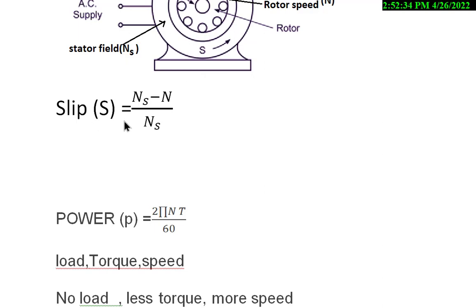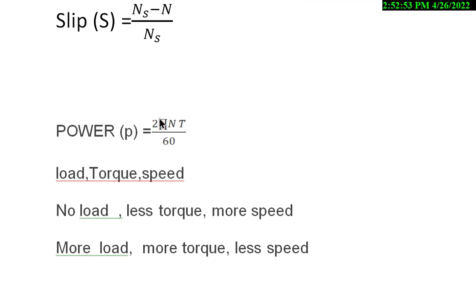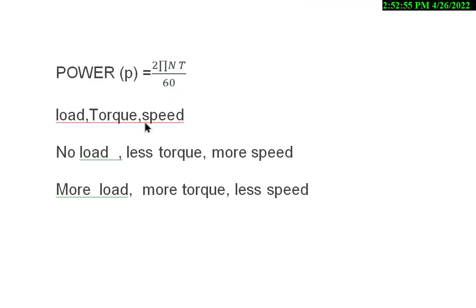Slip is nothing but (Ns minus N) divided by Ns. Ns is the synchronous speed of the three-phase induction motor, and N is the rotor speed. This is also called the motor speed of the three-phase induction motor, and Ns is the synchronous speed of the stator magnetic field. And the power equation is nothing but 2 pi N T divided by 60.